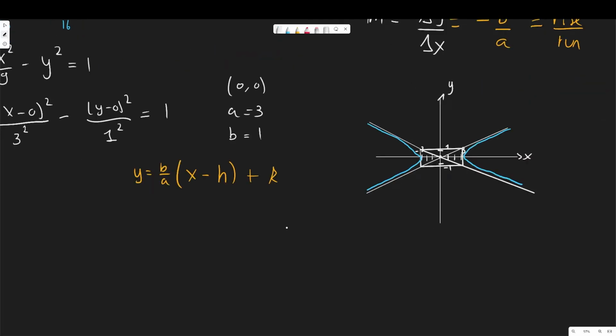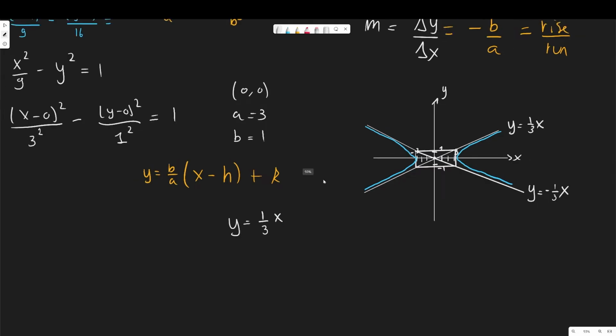So now, just for fun, let's calculate the asymptotes. We know that the general formula for asymptote going upward is y is equal to b over a times x minus h plus k, and h and k are 0, so y will be just b over a times x, and b is 1 and a is 3, so our asymptote going upward will be y is equal to 1 over 3 times x, and for our asymptote going downward we just have to add a negative sign in front of the 1 over 3 times x, so this will be y is equal to negative 1 over 3 times x, and this will be our answer for exercise number 7.